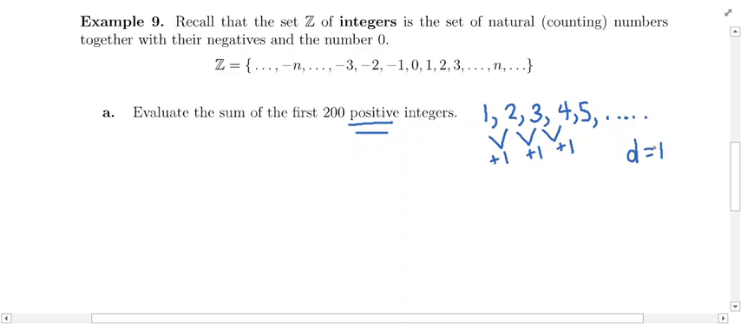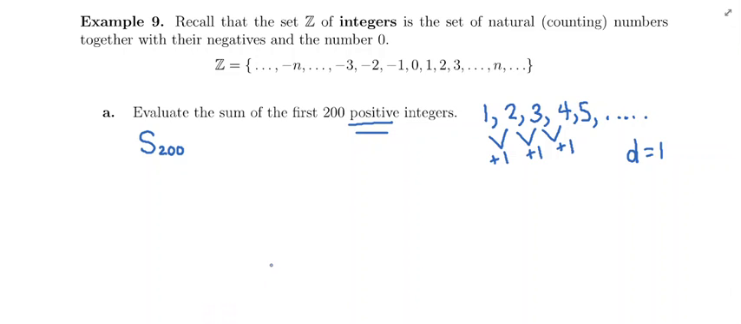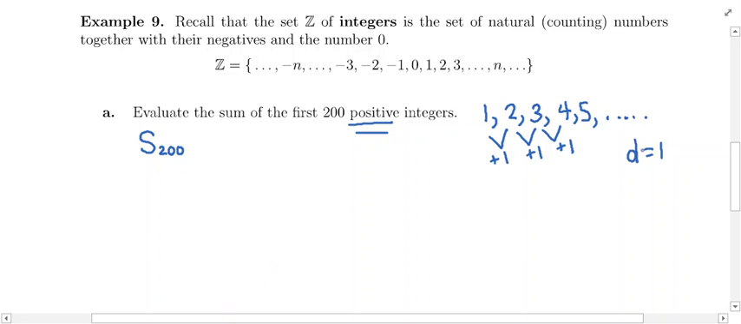D is 1 here. What we're trying to find, if we're evaluating the sum of the first 200 positive integers, is the sum of the first 200 terms in the sequence, so we're trying to calculate the 200th partial sum. If you're doing this problem, you can actually use either of the formulas. We have all the information we need to use both formulas. Here we have the d value and we have a1.